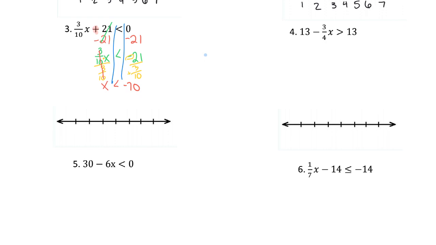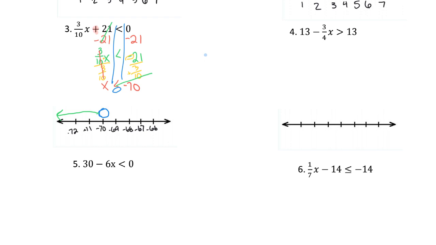Now we need to label our number line. So let's put -70 here. 69, 68. Label your number line. 71, 72. There's no line under here, so it's an open circle. And when we draw the arrow, it's going to the left. So ours should as well.